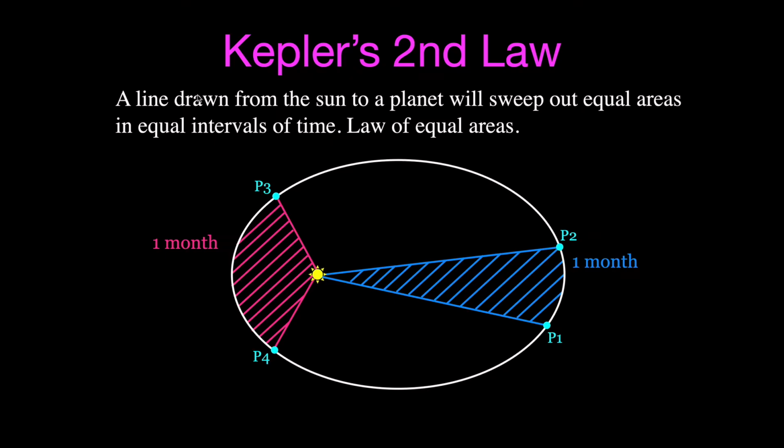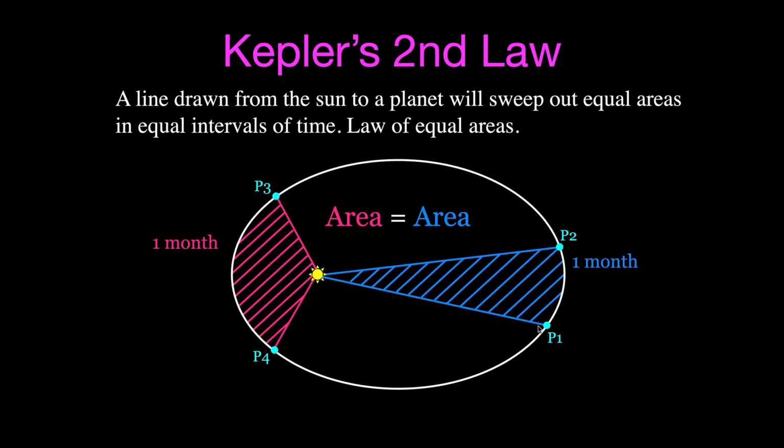And as Kepler's second law says, that area will be equal for any time interval. So that means that the red area that's swept out by the planet over here and the blue area that's swept out by Earth over here, those two areas are going to be equal to each other. The planet will sweep out equal areas in equal time intervals.